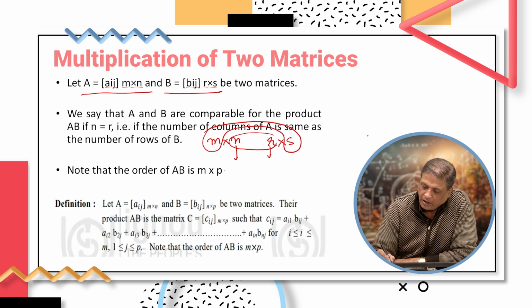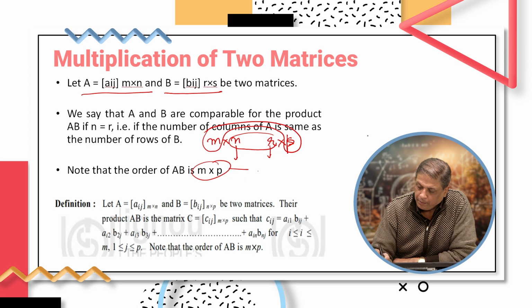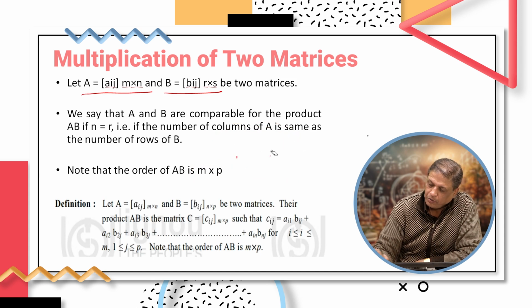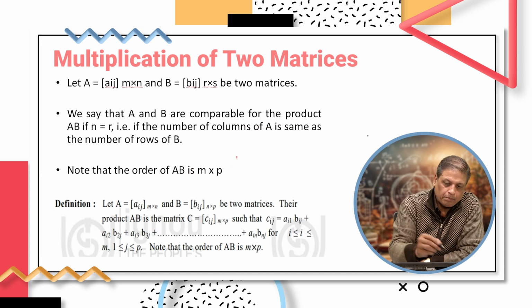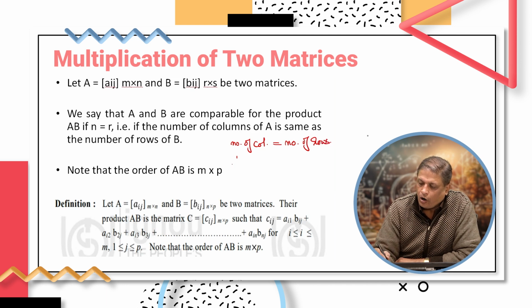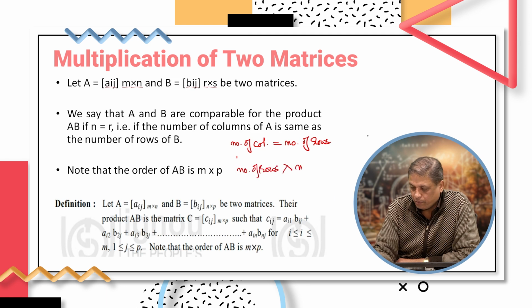Or you can say, if it is R cross P, then the resulting order will be M cross P. So, the first important observation is that when you are performing matrix multiplication, the number of columns of the first matrix should be equal to the number of rows of the second matrix, and the order of the resulting matrix will be the number of rows of the first matrix cross the number of columns of the second matrix.